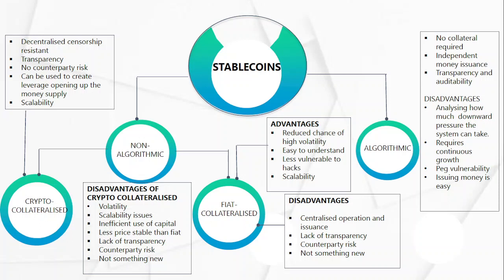The last topic I really want to discuss is stablecoins, because you need to really have an understanding of stablecoins and the different types. I did mention the types in the last session. You get the two main types, algorithmic and non-algorithmic. Non-algorithmic is broken down into fiat collateralized and crypto collateralized. In terms of fiat collateralized, that's the most popular.